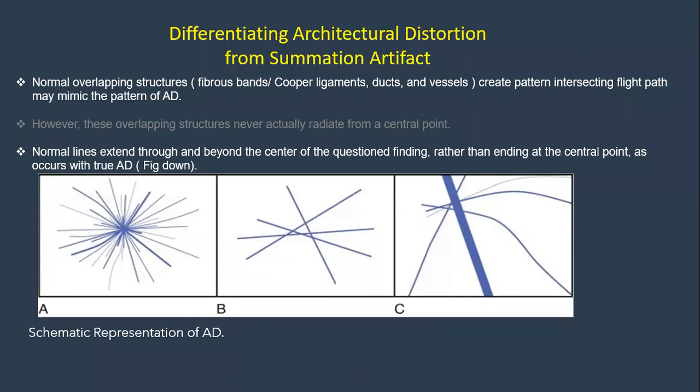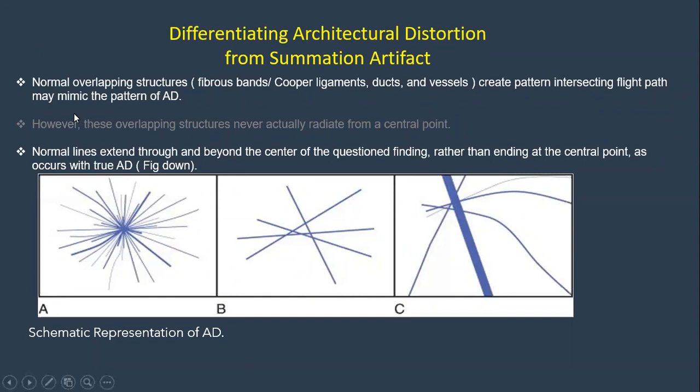Me, Abir. A is architectural distortion. B and C are summation artifacts. Excellent, well done. Why did you say that? In A, it appears like there are radiating lines from a central lucency, as in the definition of one of the types of architectural distortion. Excellent, well done. Why are the others not architectural distortion? Because the lines are not radiating from a central lucency. It seems like some of the lines come across this area. Excellent, well done. It is written above if you concentrate.